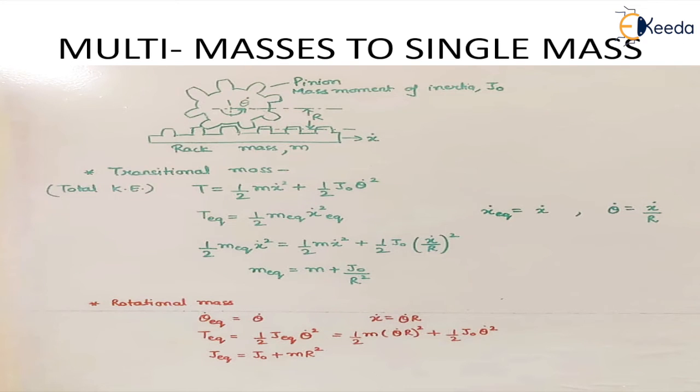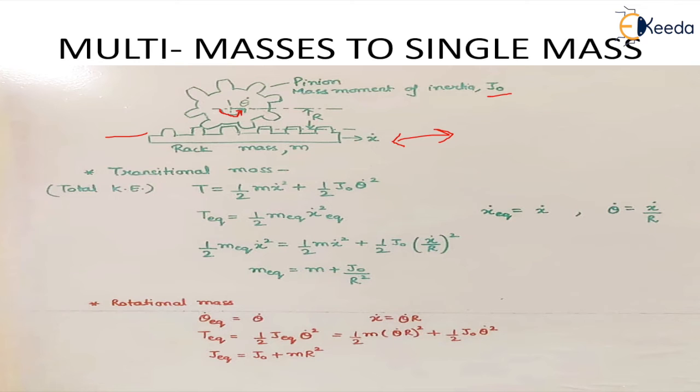Whenever in a system there are multiple masses, the idea is to replace them with an equivalent mass which produces the same effect. This example we have already discussed: there is a rack and pinion, and this pinion has angular motion. Let's say the angular movement is theta, so the angular velocity will be theta dot. The rack is the mass doing the translational motion, and the mass moment of inertia for the pinion, let's say, is denoted by J naught.